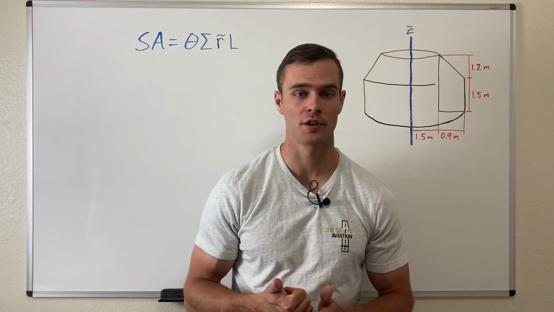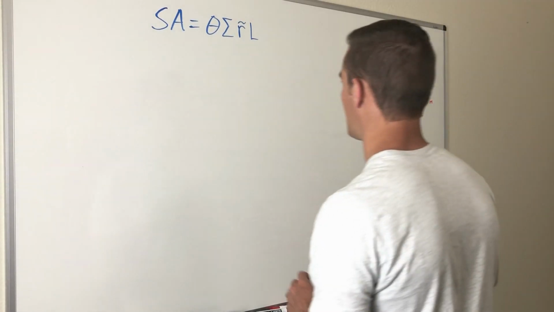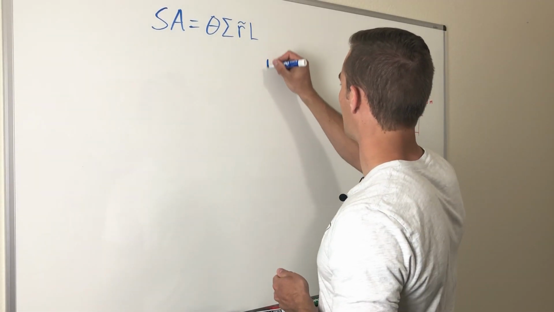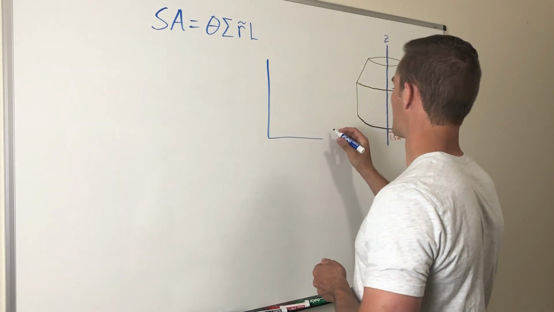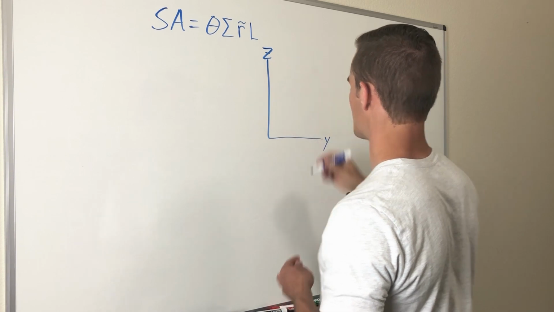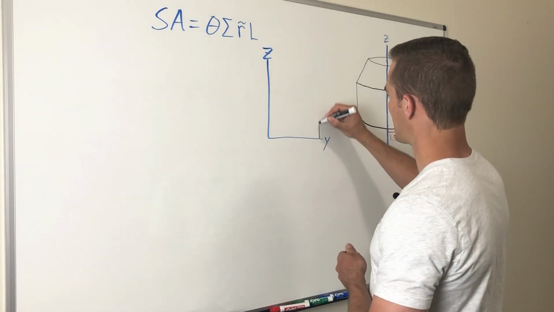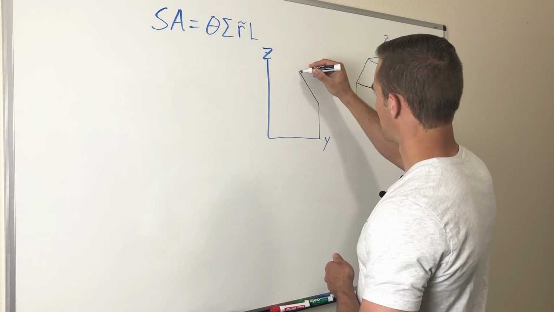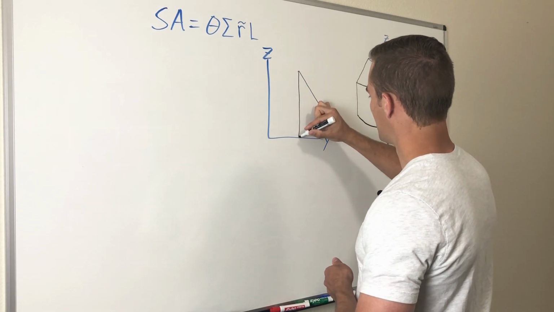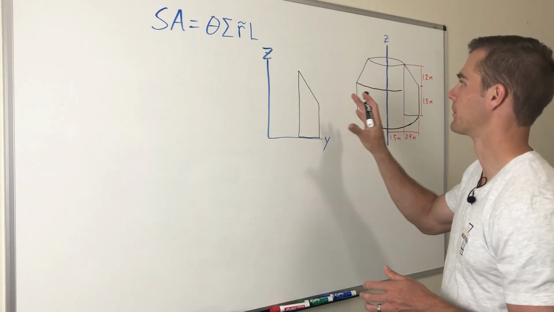So the first thing we want to do is redraw this area over here. We're going to set up our axis. We're going to add a y-axis here. We still have our z-axis, which is our axis of rotation. And then we're going to redraw this area we have, and that way we can understand what's going on a little bit better here.